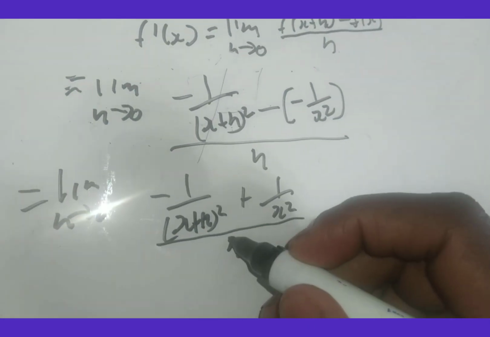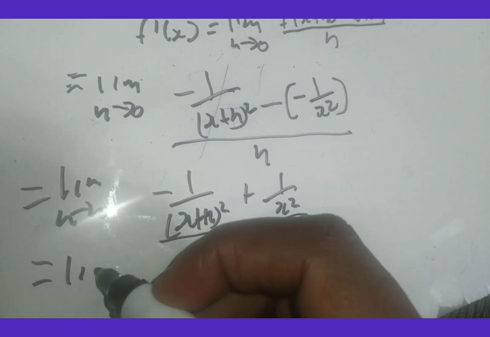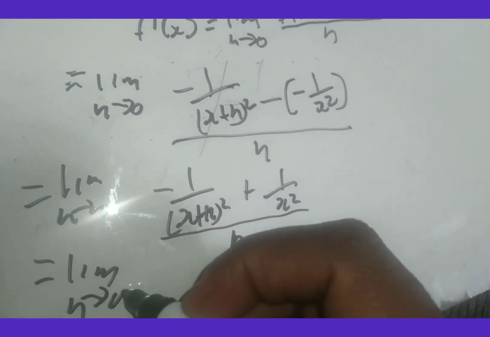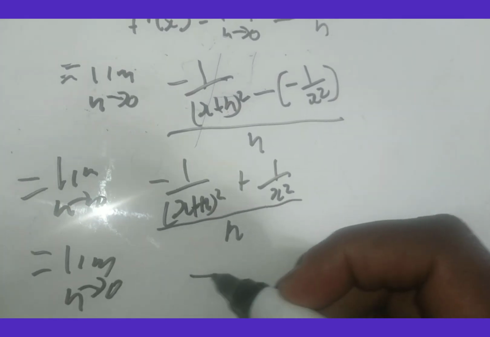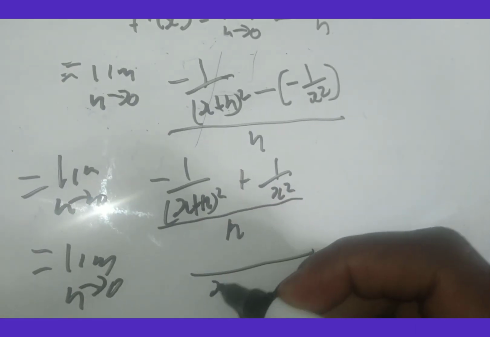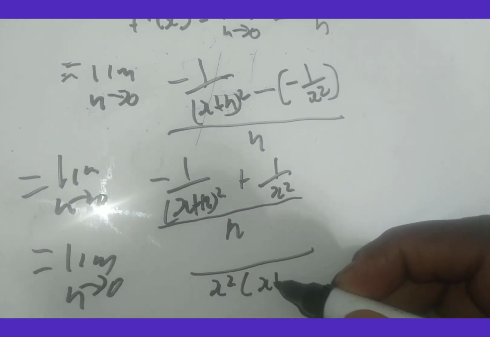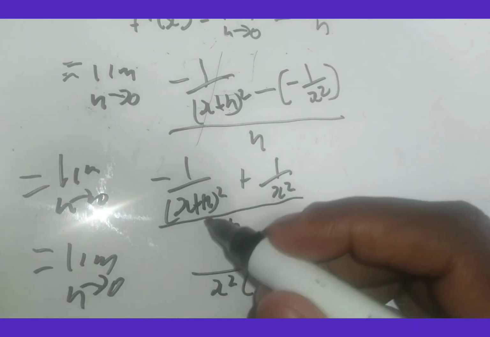Now we use the rules of adding fractions. It's the same rule, the butterfly method. So we're just going to multiply them, so it's just going to become x squared then x plus h all squared. I just mixed them.